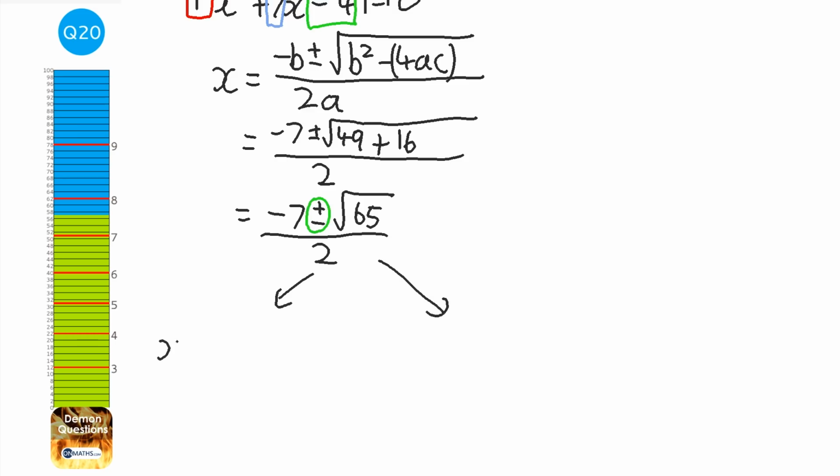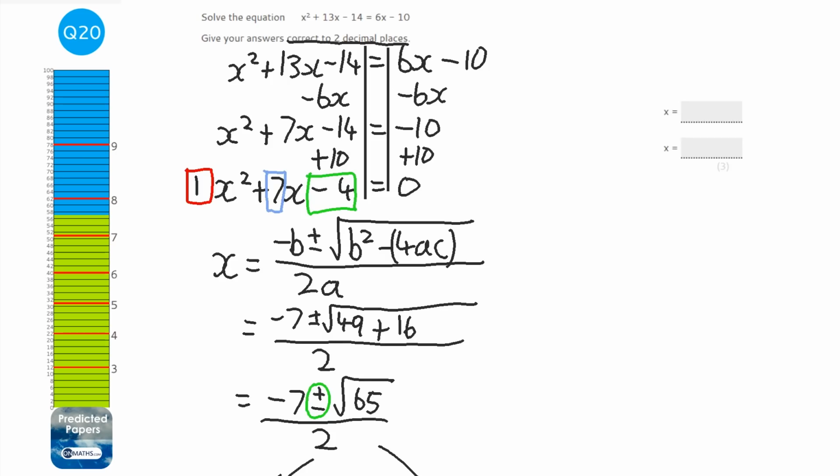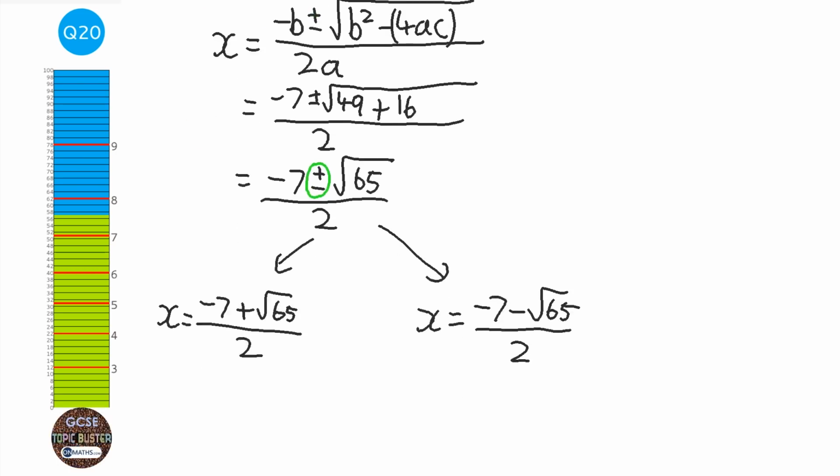So we split it up into 2 at this point. We have x equals minus 7 plus root 65 over 2. And we have x equals minus 7 minus root 65 over 2. And what you can do is just type that into your calculator, press the fraction button, then minus 7 plus root 65 over 2, and then you press equals, and that gives an answer for us. I'm going to show the examiner.